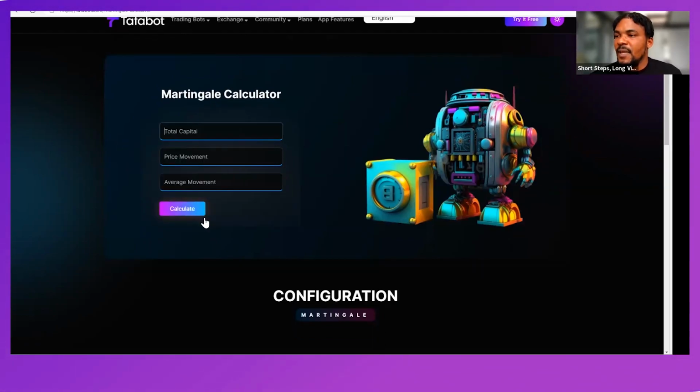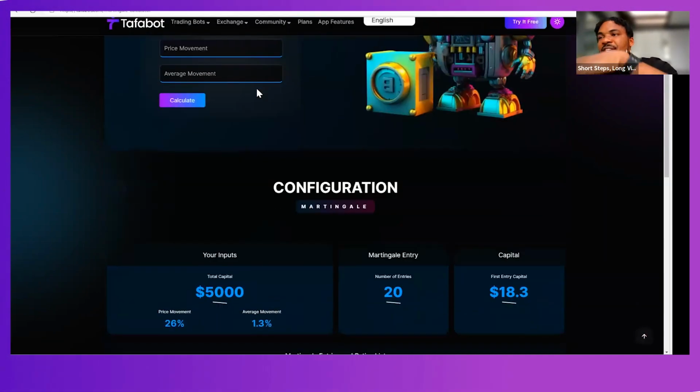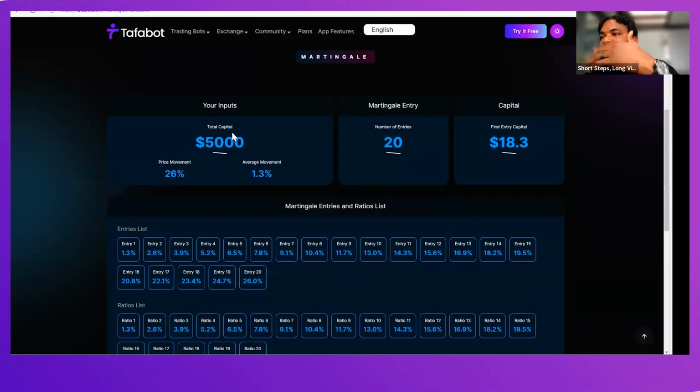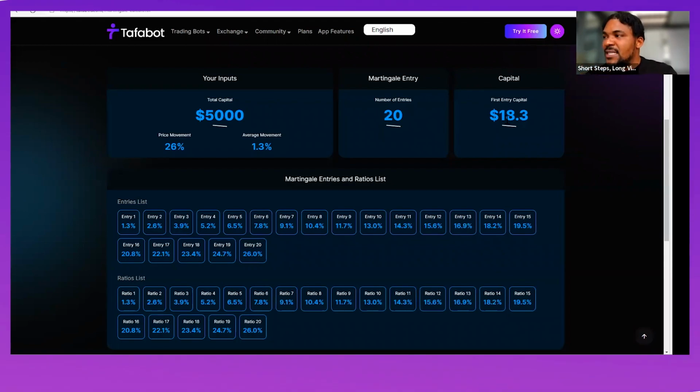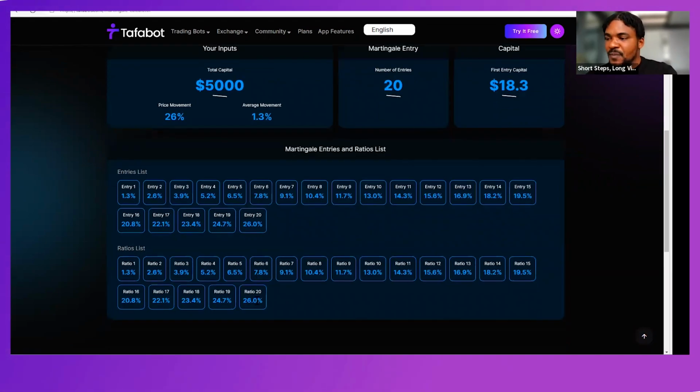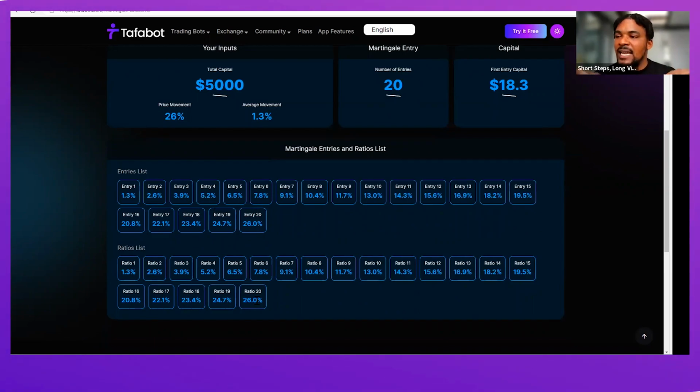Okay. So when I do that, I input that data, and I just click calculate. It shows me this is my Martingale, this is the capital that I'm aiming to use, targeting 26%, following a 1.3% average. It tells me I need 20 entries using a first capital of $18.3. And then here are my entries to cover the whole movement. Now the beautiful thing about the calculator is it does all the mathematics to understand, if the price moves to this level, how do you get the best average entry? So it gives you the configurations to have the best average entry.